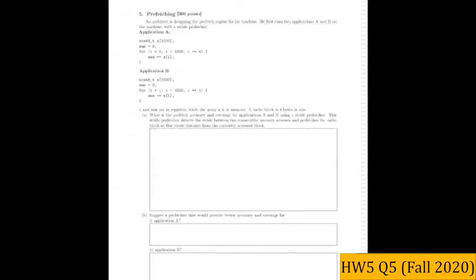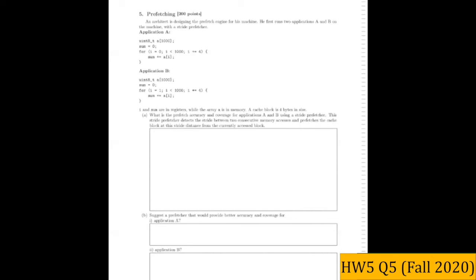Okay, let's read the question first. An architect is designing a prefetch engine for his machine. He first runs 2 applications A and B on the machine with a stride prefetcher. Applications A and B both access an array A of 1000 uint8 elements. The only difference is that the array index of application A is incremented by 4, while the index of application B is multiplied by 4. We know that I and sum are in registers while the array A is in memory. We also know that a cache block is 4 bytes in size. The first question is, what is the prefetch accuracy and coverage for applications A and B respectively using a stride prefetcher?